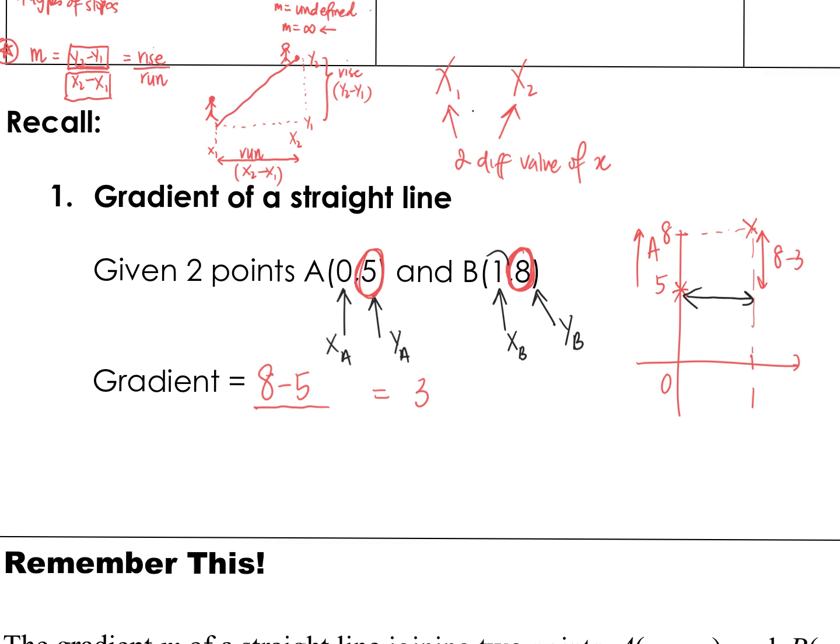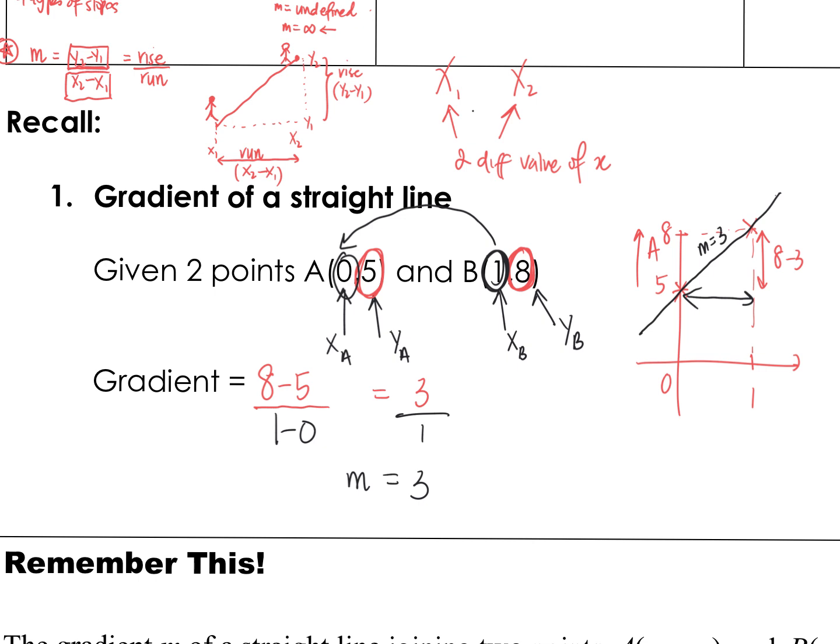Yeah, so we will also use B's x coordinate to subtract A's x coordinate. So you end up with 3 being the gradient. So this tells me that the gradient of this line has a slope of 3 units.